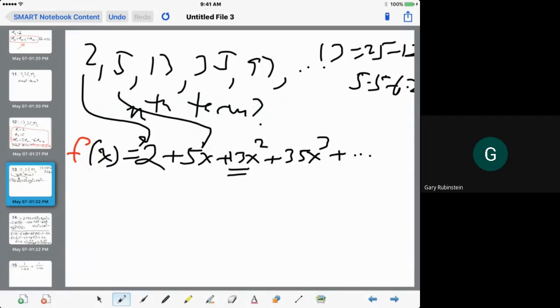I'm going to do something kind of funny here. I'm going to say 5x times f of x. If I multiply each term by 5x, the 2 becomes 10x. The 5x becomes, I'm sorry, could you please make that negative? Let me erase that.